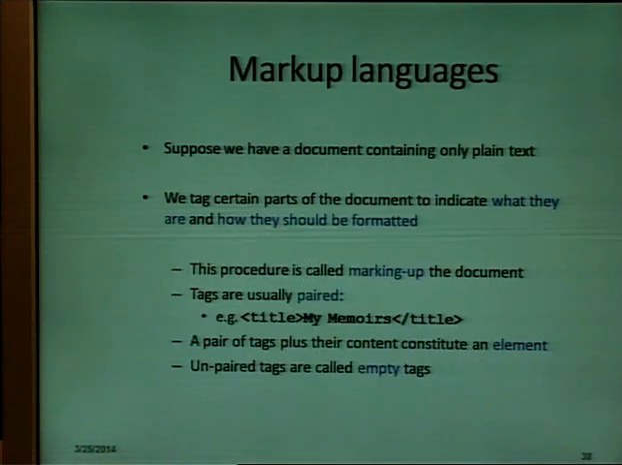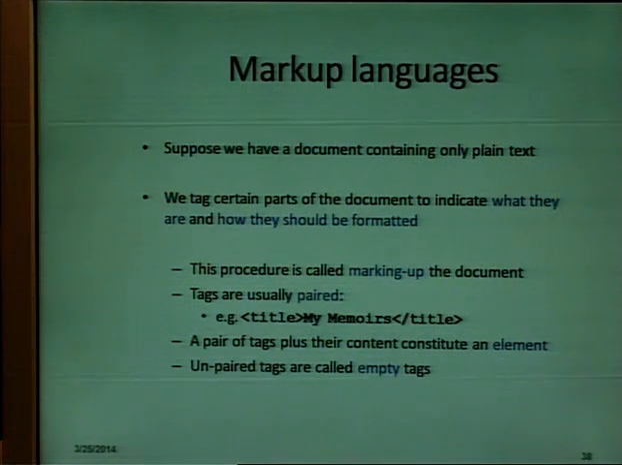Then the next is various markup languages. Suppose we have a document containing only plain text. We tag certain parts of the document to indicate what they are and how they should be formatted. This procedure is called marking up the document. I can repeat it again, that we tag certain parts of the document to indicate what they actually are and how they should be formatted. So this procedure is called marking up the document.